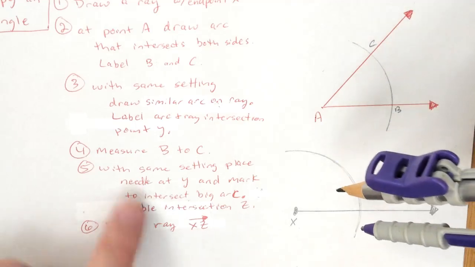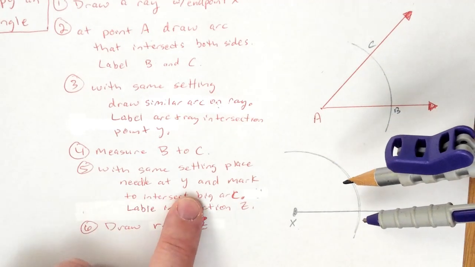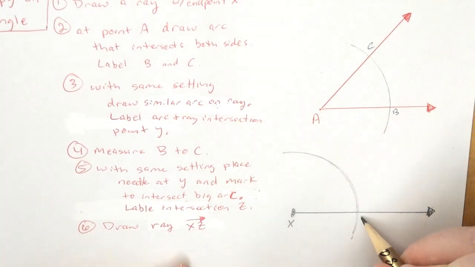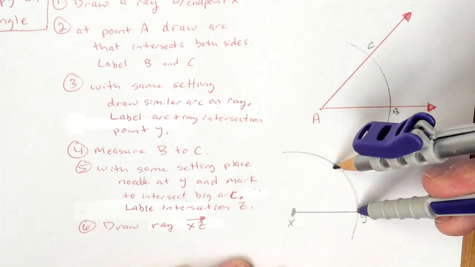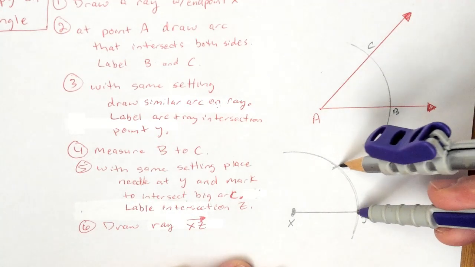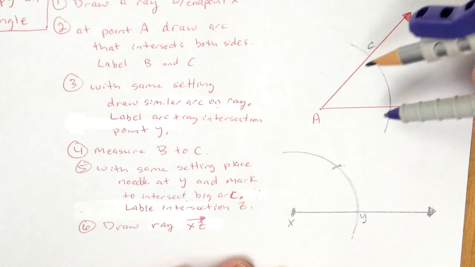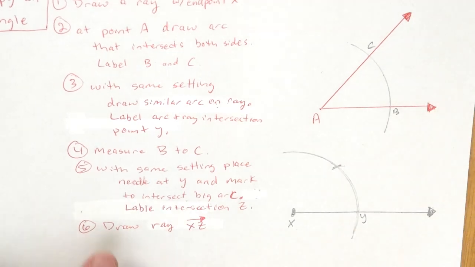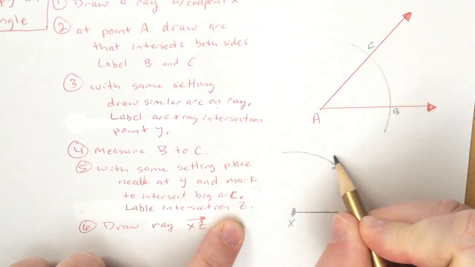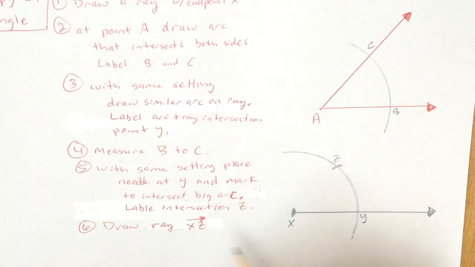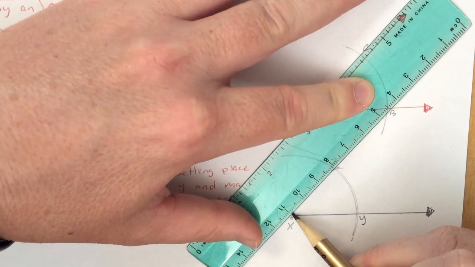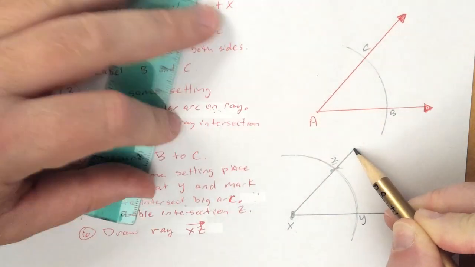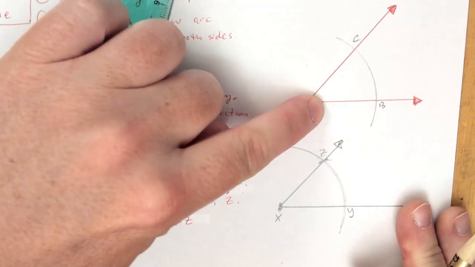And then you're going to copy paste with that same setting, place the needle at Y, the part that we already have. And we are going to mark this top part. That's the part that we're missing. Okay, and then we're going to mark that as Z. Your final step is to draw a ray from X to Z, because we just finished triangulating. And there we go. And that looks the same as that.